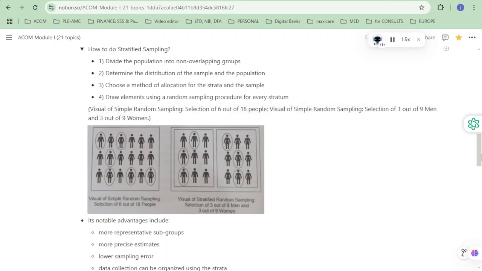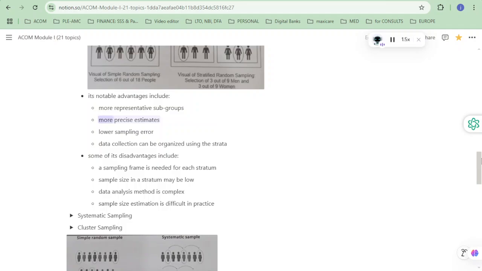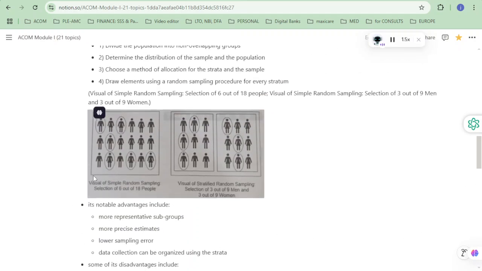Its notable advantages include more representative subgroups, more precise estimates, and lower sampling error. Data collection can be organized using the strata. Some of its disadvantages include: a sampling frame is needed for each stratum; sample size in a stratum may be low; data analysis method is complex; sample size estimation is difficult in practice.